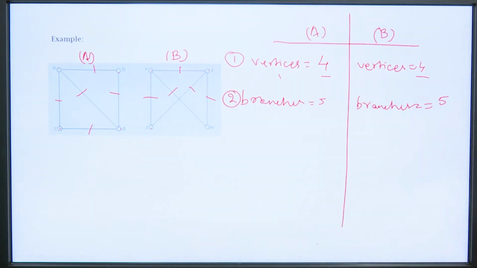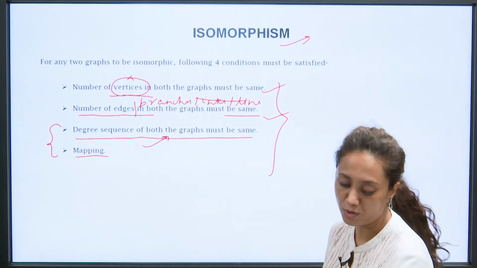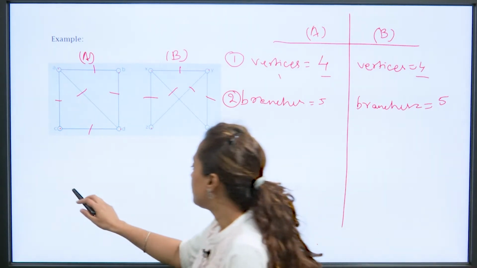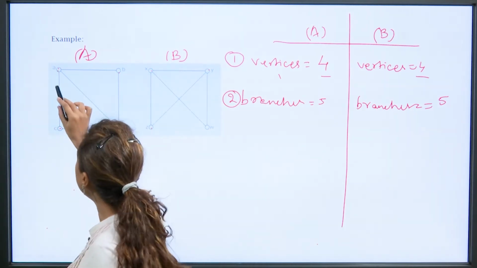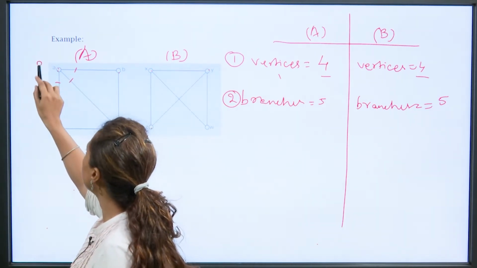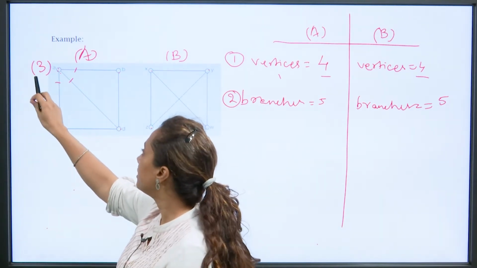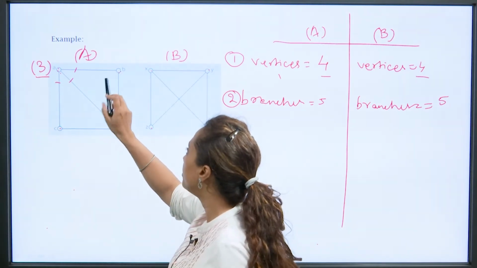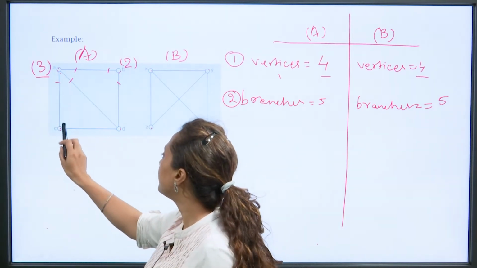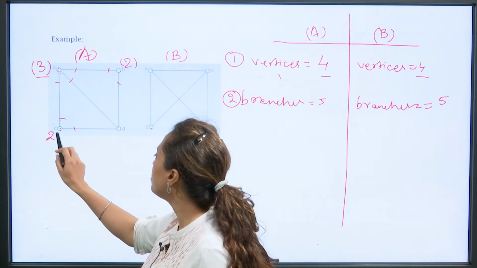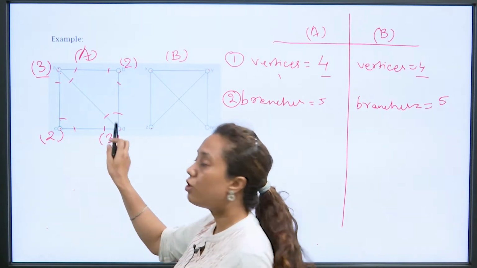Now, we will come to the third one, which is the degree sequence, right. The degree sequence of both the graphs must be same. What does degree sequence say? We will see it. This node A is connected with 1, 2, 3 branches, so this is the degree of node A. This node is connected with 3 branches, so the degree is 3. Similarly, node B is connected with 1 and 2 branches, so its degree is 2. This node C is connected with 2 branches, so its degree is 2. Similarly, node D is connected with 1, 2, 3 branches. This is the degree of each node.